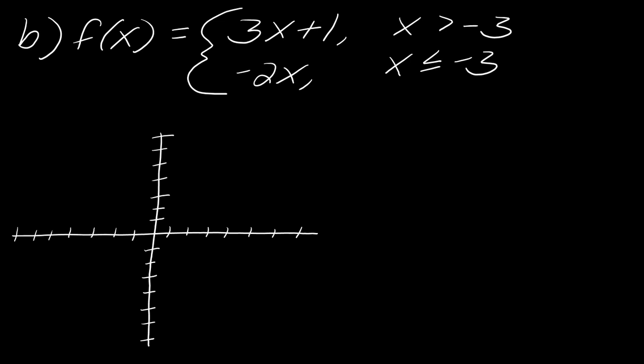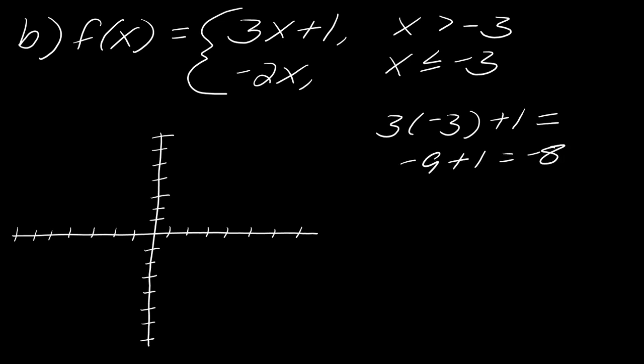So what I'm going to do is start with this function here. Let me just plug in -3. 3 times -3 plus 1. This is -9 plus 1, so this is equal to -8. Okay, so I'm going to need the point -8. So let's go ahead and mark this. So -3, -8. So here's -3, 1, 2, 3, 4, 5, 6, 7. Oh, I need one more point. Let me mark down there. Okay, -3, -8. Okay, so I've got the point.